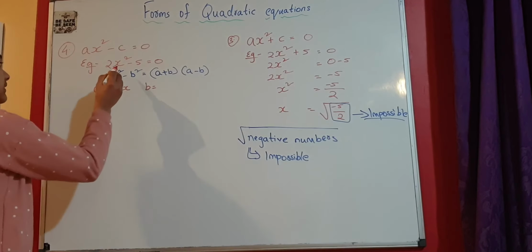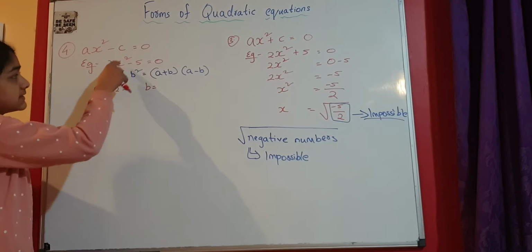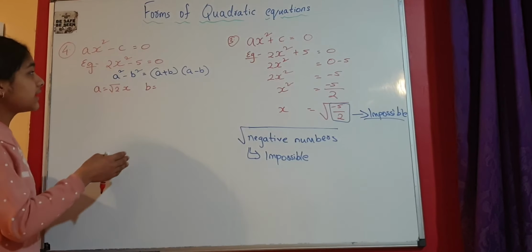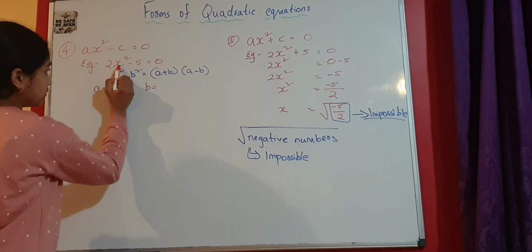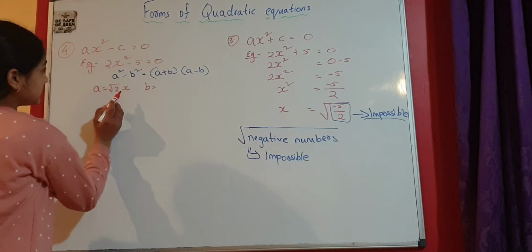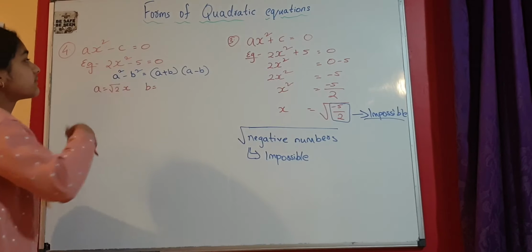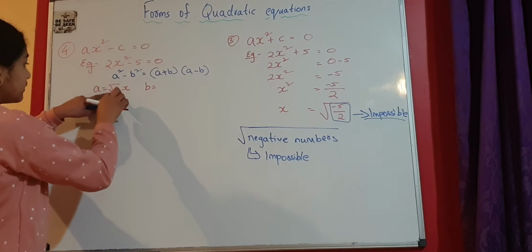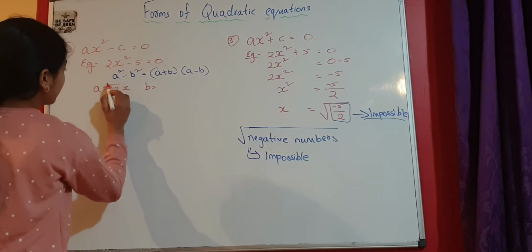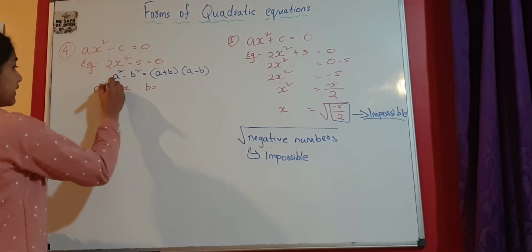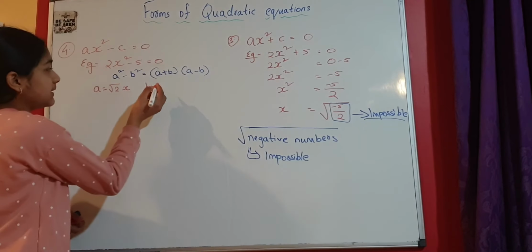Why? Because this square is not for 2x, it is only for x, it's not a whole square. If it were a whole square, it would be 4x square. So here the square is only for x, so we wrote x as it is, and square root of 2. So x and square root of 2 whole square, this is a, so a square minus b square. What is b here?